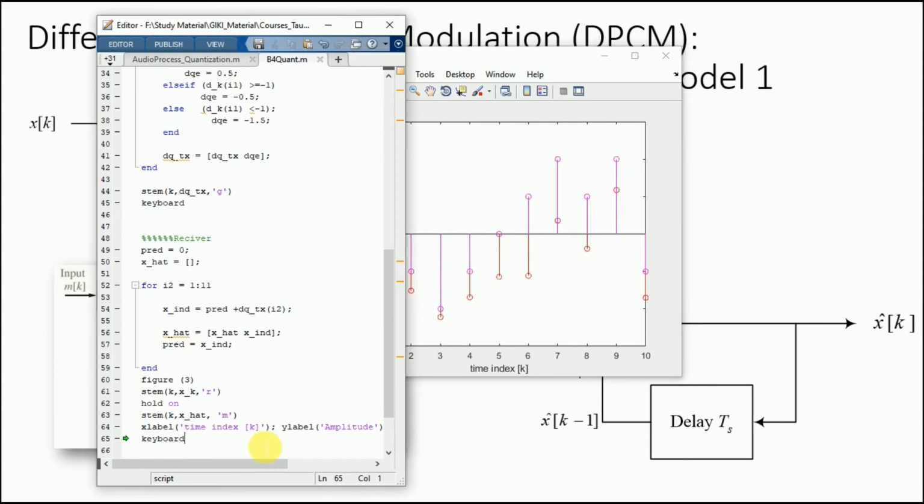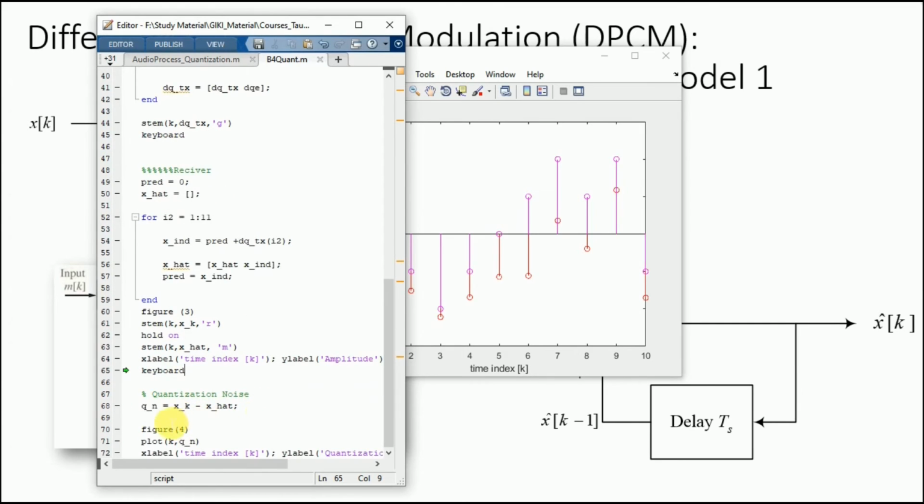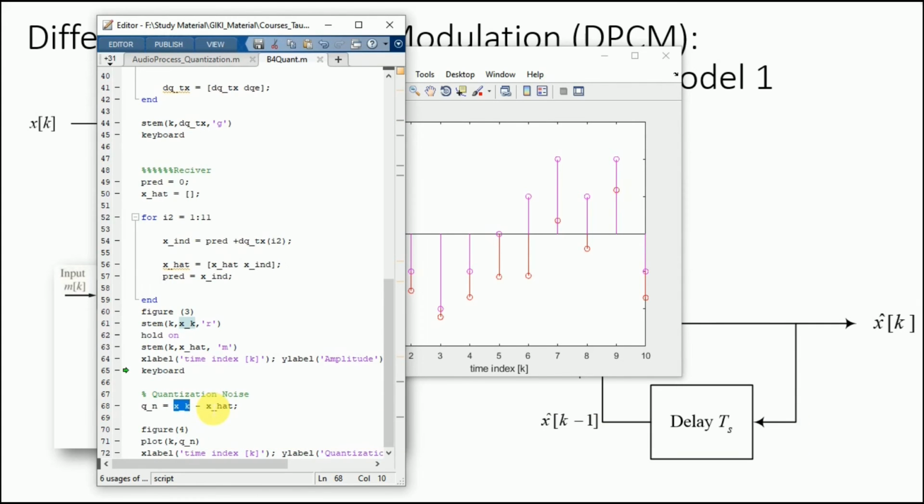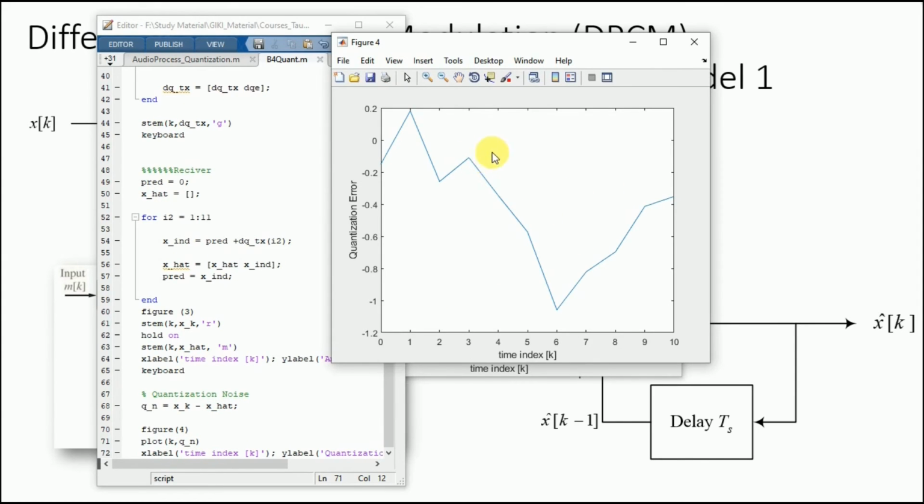So next, in the simulation, let us look into the behavior of our quantization. For that, in line 68, what I have done is I have taken the original symbol, that is x of k, and I have subtracted the x hat of k, and finally I have plotted it. You can observe the pattern over here that the noise is basically getting accumulated, and a similar kind of behavior can be seen over here, that the noise tends to be accumulated.